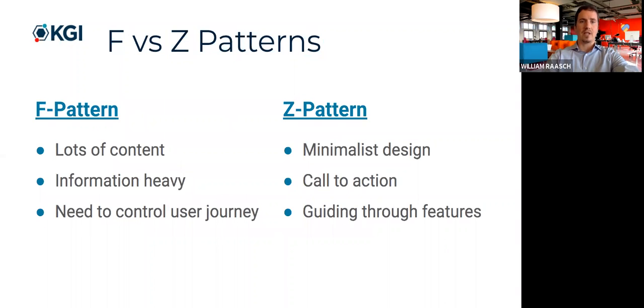Okay, so layouts, there's F patterns and Z patterns. F patterns are really useful if you have a lot of content. Picture a Wikipedia type of page where you're just trying to deliver information to someone. So that would be our Wikipedia for nurses. It would probably need to be in an F pattern type of format. And I'll show you on the next slide what that looks like. It's also when you need to control the user journey. So if you want to guide what they're reading, F pattern is most relevant.